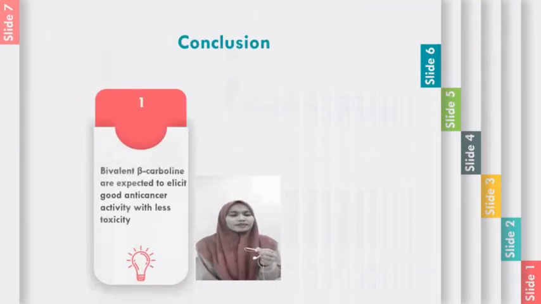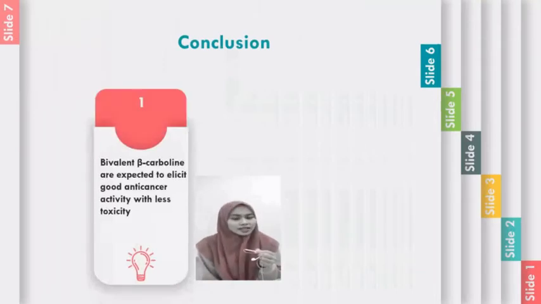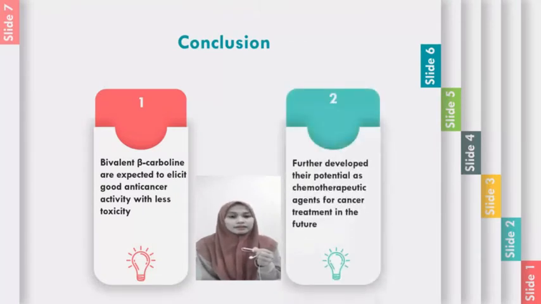In short, bivalent beta-carboline compounds are expected to elicit good anti-cancer activity with less toxicity. Moreover, beta-carboline in the form of dimers can be further developed for their potential as chemotherapeutic drugs for better cancer therapy in the future.